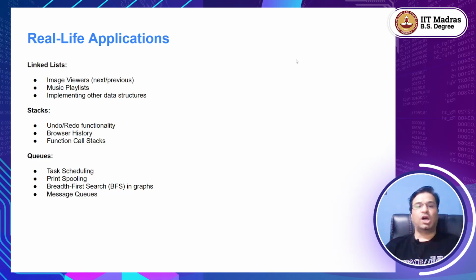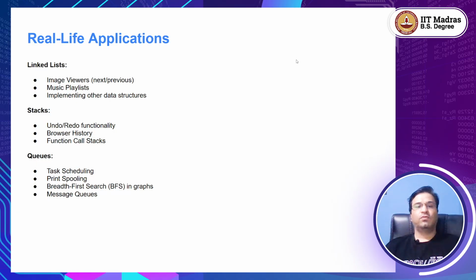For stack, undo redo functionality. In text editors or graphic design software, every action you take is pushed onto the stack. When you hit undo, the last action is popped and reversed. Browser history. When you navigate to a new page, it's pushed onto a history stack. Clicking the back button pops the current page off, revealing the previous one.